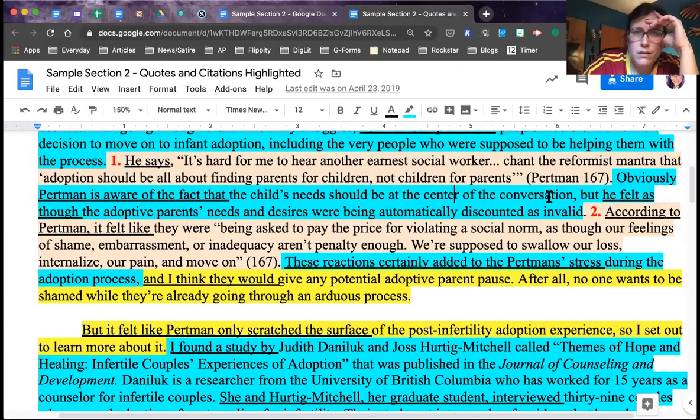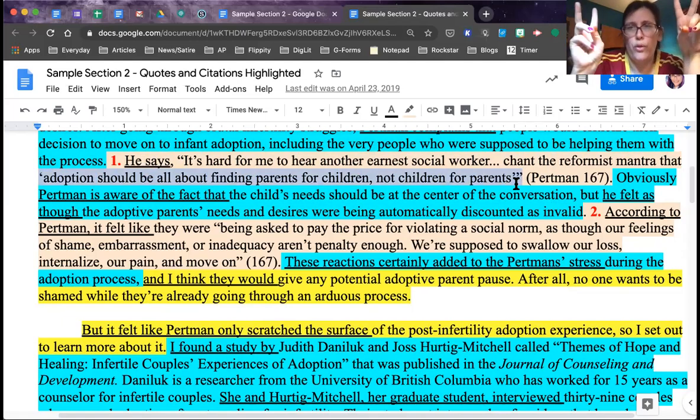One thing that we have here that I'll point out is we have a quote within a quote because Pertman was actually quoting the reformist mantra. And so if we have a quote within a quote, that inner quote goes in single quotation marks, whereas Pertman is in double quotation marks. If I had only quoted this part, the whole thing would just be regular quotation marks.